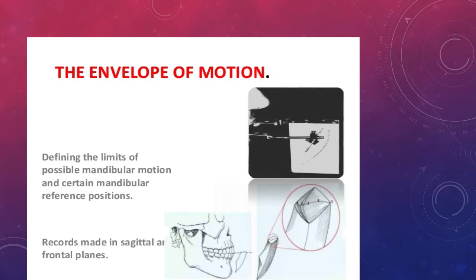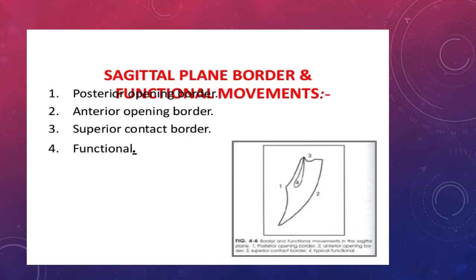The envelope of motion defines the limits of possible mandibular motions and certain mandibular reference positions. Records are made in the sagittal and frontal planes. You can look at this. Sagittal plane border and functional movements: posterior opening border, anterior opening border, superior contact border, functional.